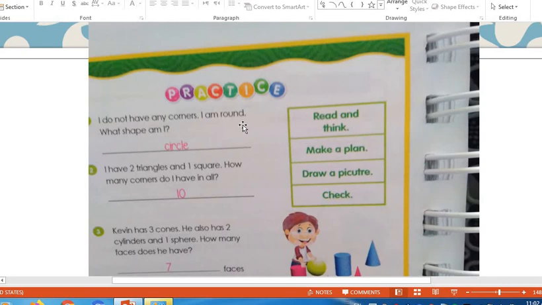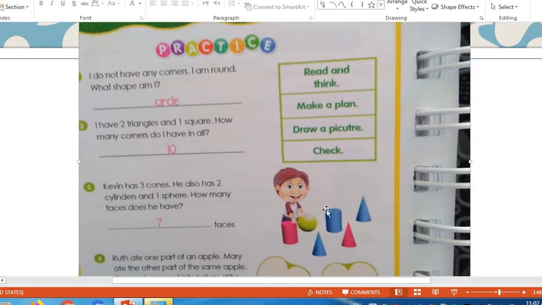Read and think. Okay, we have done that. We have read. Make a plan. Draw a picture. Check. I draw a picture here. I have no corners. I'm round. What shape am I? If I draw a picture of this, I will see that it's the circle, right? I have two triangles and one square. How many corners do I have in all?